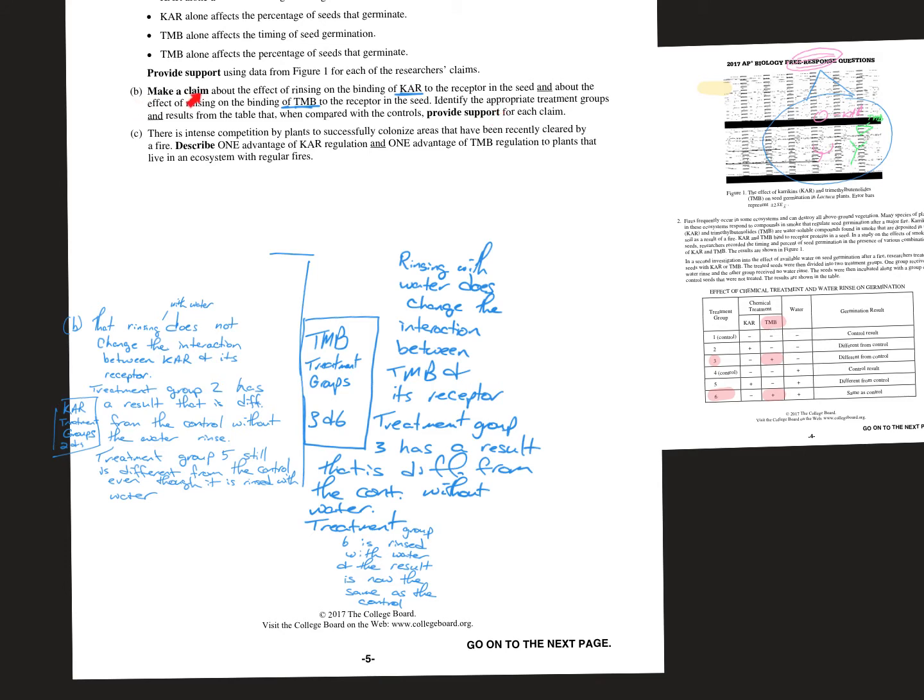So, make a claim. That would get you a point if you made a claim for each. And you get another point if you provide evidence for each. So these two would get you 2 points for B.